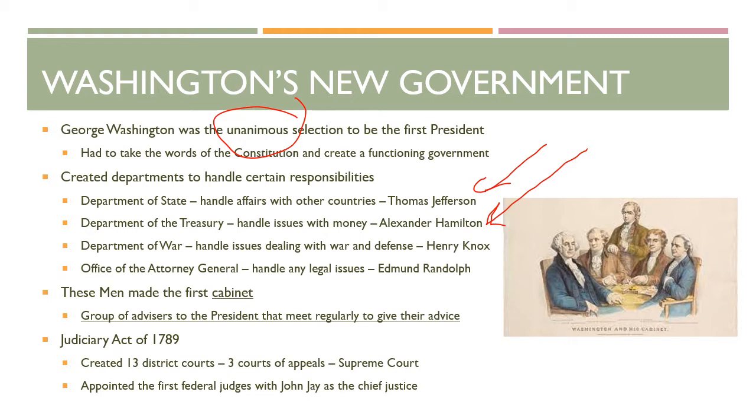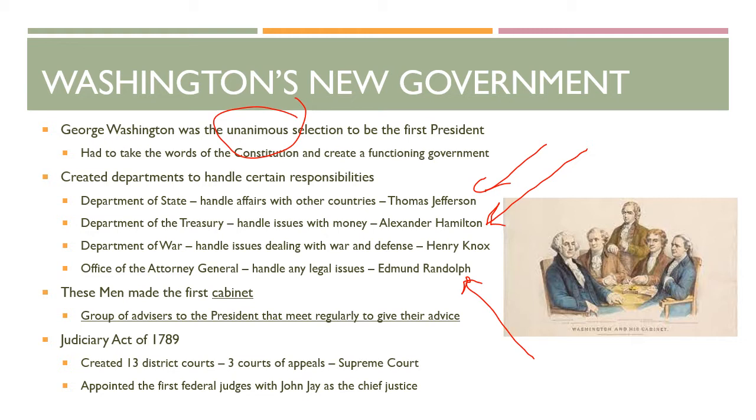And then the Office of the Attorney General handled any kind of legal issues that the government had to deal with as an entity. And that was Edmund Randolph who was put in charge of that. These men together, these 4 men, created what was called the first cabinet. We still call it a cabinet today, but a cabinet is just a group of advisors to the president, and they meet regularly. They meet all the time to give their advice on different things that are happening within their own little realm. Okay, and so all of these men get together, and 5 minds is better than 1, and they try and handle the issues of the United States.